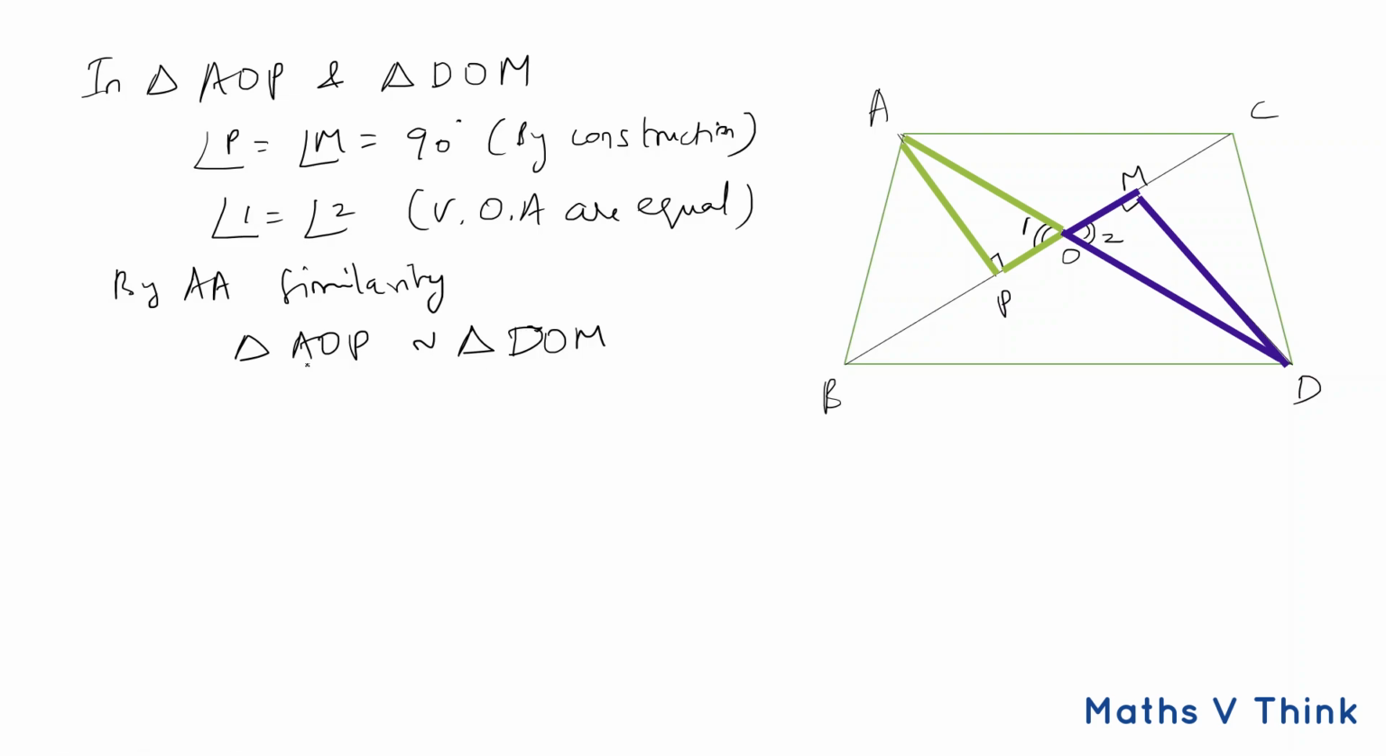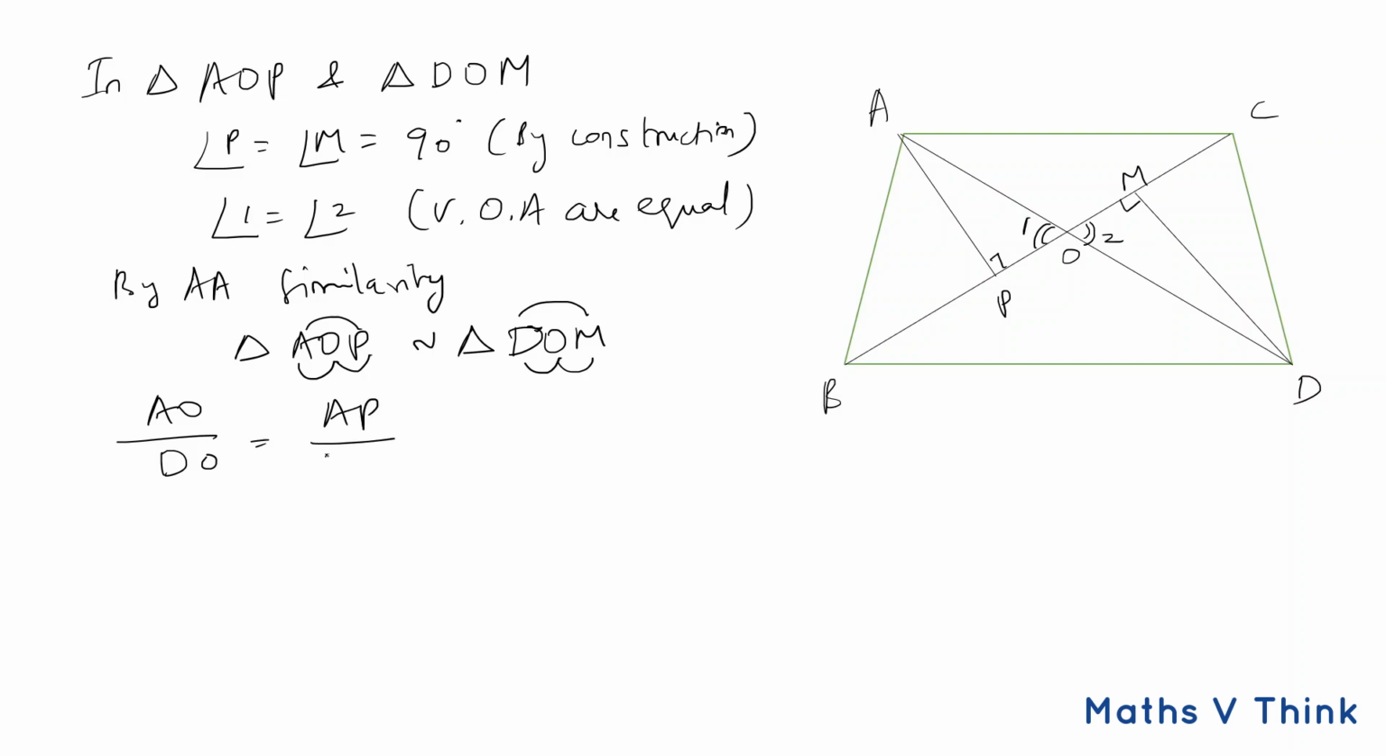So can I tell their corresponding sides are proportional? So AO by DO is equal to AP by DM is equal to OP by OM. Nothing but corresponding sides are proportional.